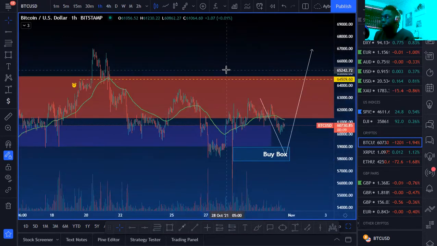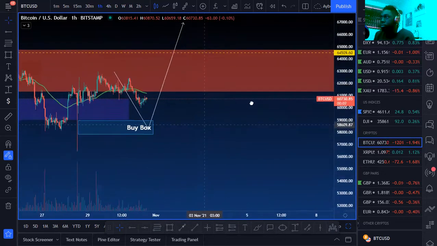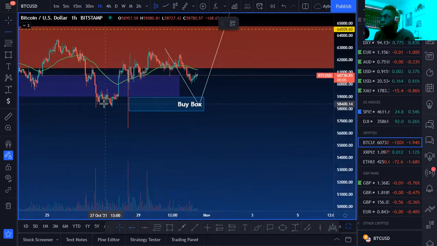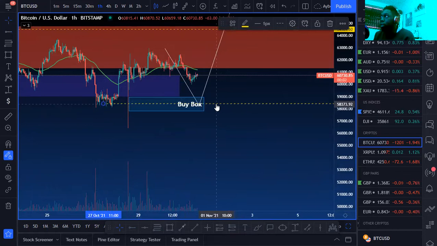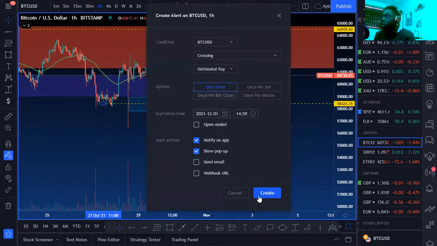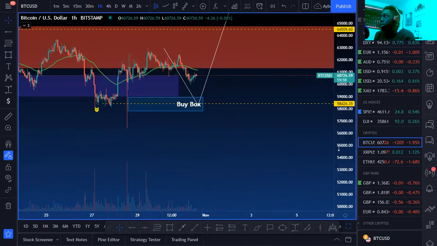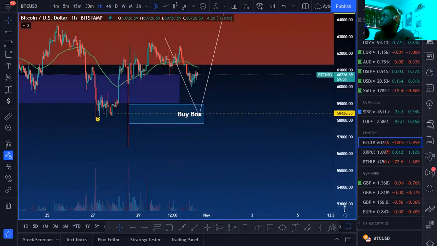So I'm just gonna leave that up there. And then right here is where I would like some sells as well. I mean, some buys. So that's for the Bitcoin.